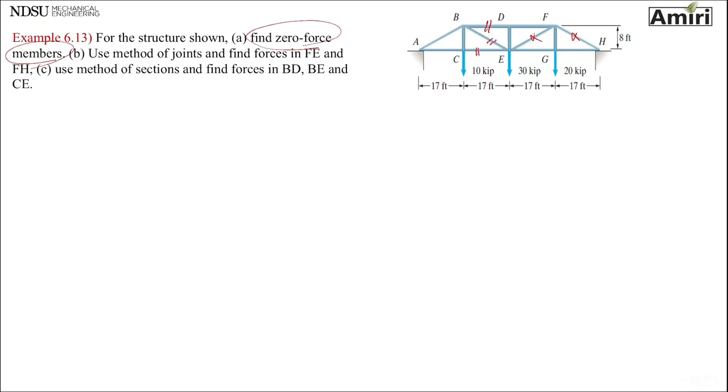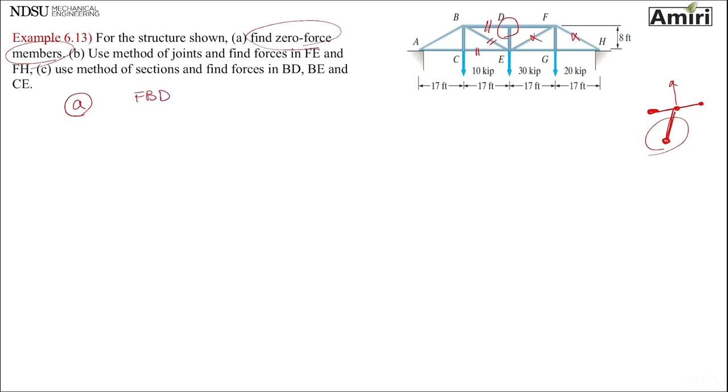When you want to find zero force members, you have two members in the same direction, and another member in this direction with nothing else on them, and usually we take that as a zero force member. So let's see, point C doesn't apply because it has a force on one side of it. Point G is the same way. F, I don't think so. The only thing I see is point D.